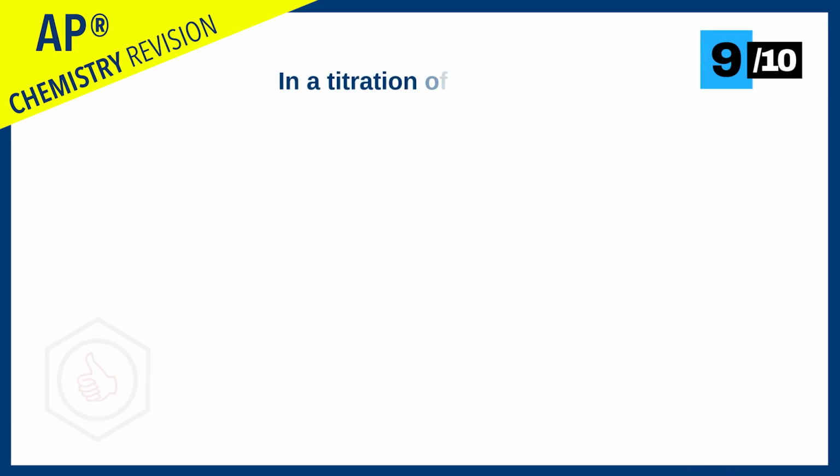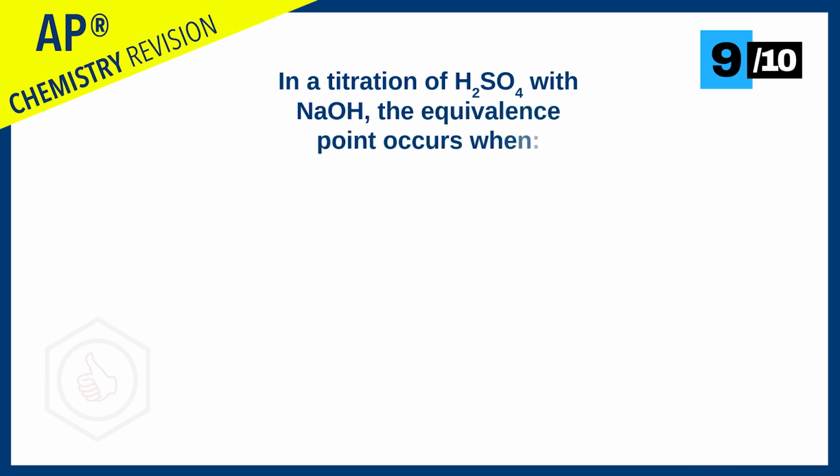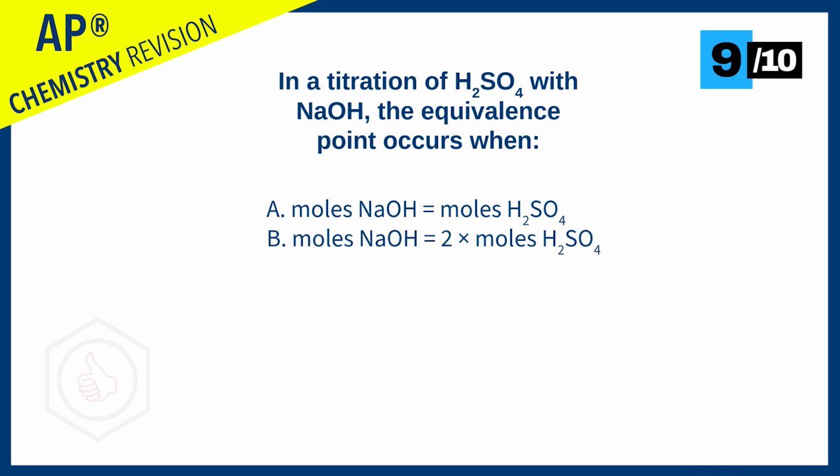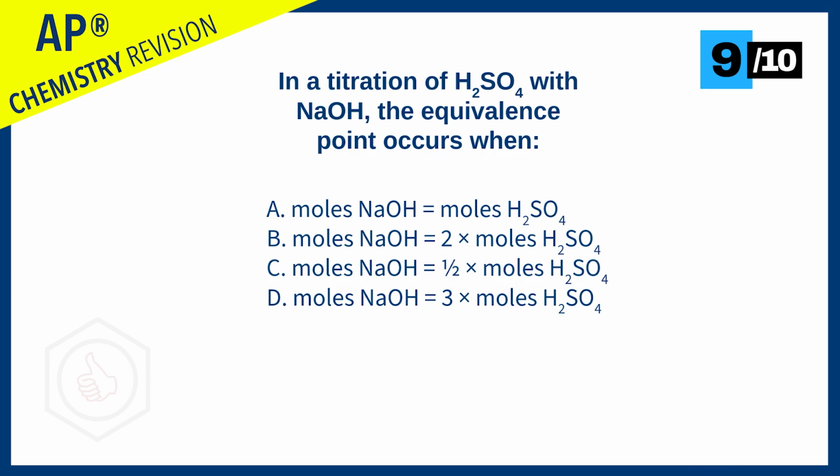In a titration of H2SO4 with NaOH, the equivalence point occurs when the moles of NaOH equals the moles of H2SO4 at the start, the moles of NaOH equals twice the original moles of H2SO4, the moles of NaOH added equals half the moles of H2SO4, or the moles of NaOH added equals 3 times the starting moles of H2SO4.